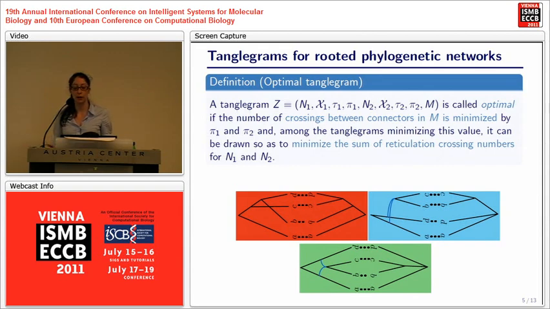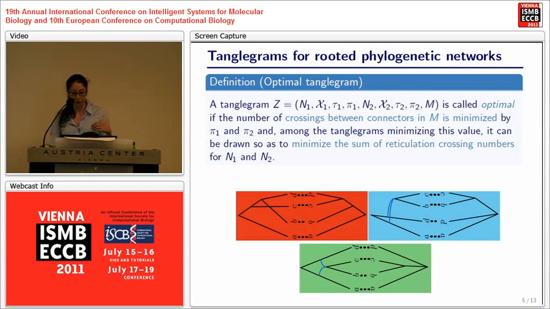So what we want is to have a tanglegram that minimizes the connector crossing, so the lines that connect matching taxa. We want to minimize this number, and among those, the one that minimizes this crossing number, we want to take the one that minimizes the interior crossing number, so the crossing number that we have inside the two networks.